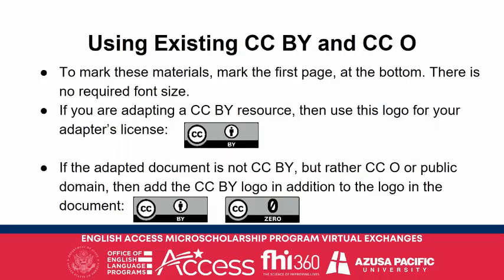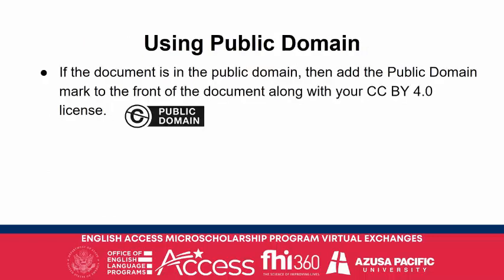To mark these materials, first mark the first page at the bottom. There's no required font size. If you're adapting a CC BY resource, then use this logo for your adapter's license. If the adapted document is not CC BY but rather CC0 or public domain, then add the CC BY logo in addition to the logo in the document. If the document is in the public domain, then add the public domain mark to the front of the document along with your CC BY 4.0 license. This does not license the document to you. It only indicates that the work is in the public domain and free to be used and adapted.